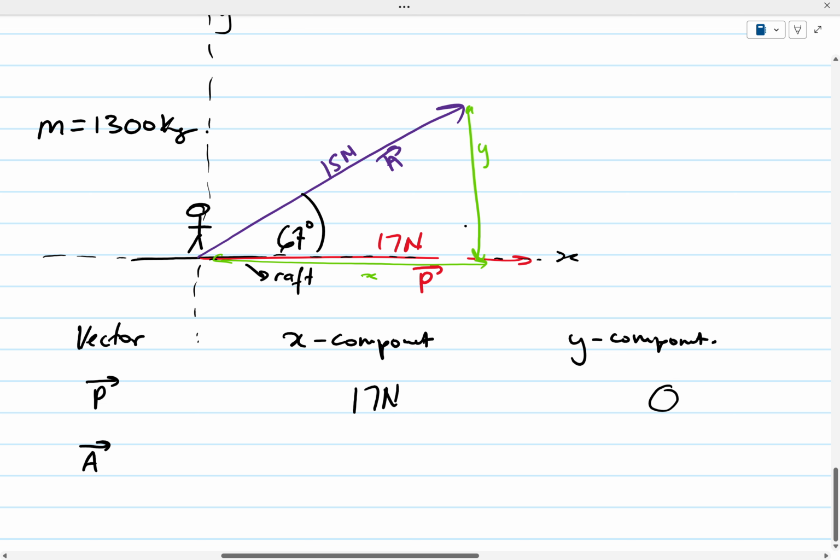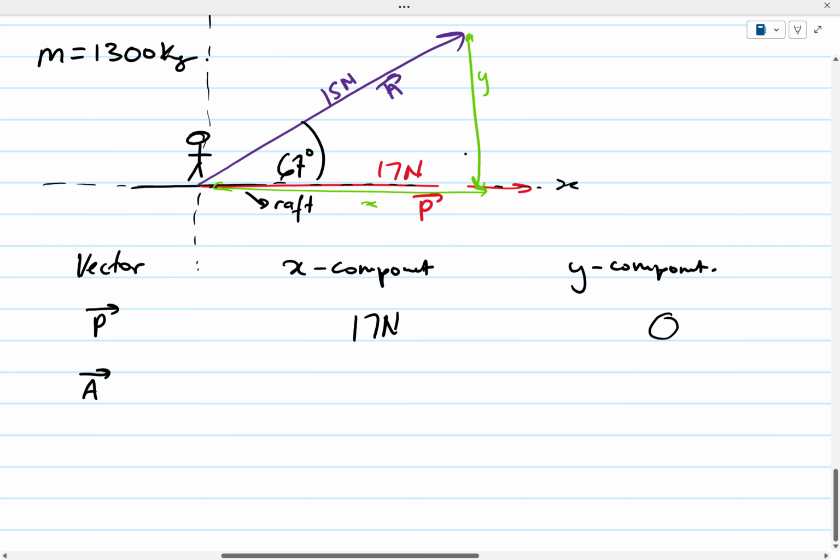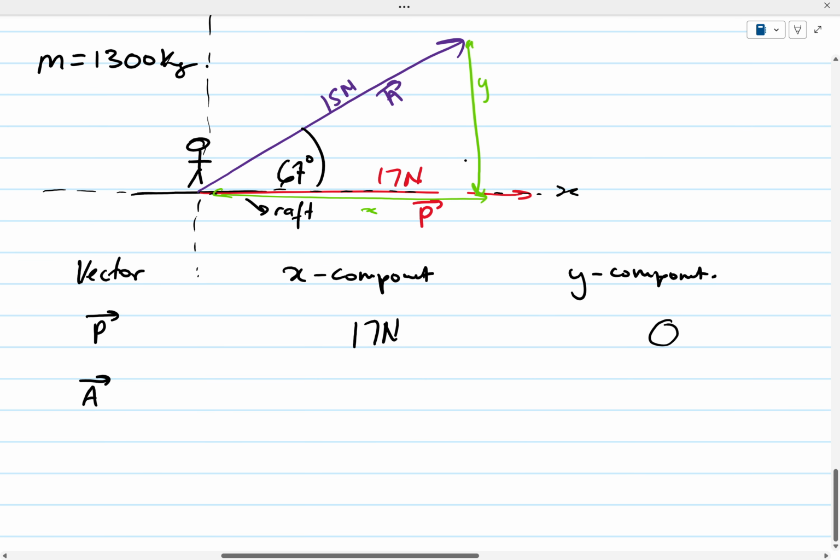The x here would be what side of the triangle? We're looking at the purple vector, 15 N. We're looking at A. What side of the triangle is the x component of A? Is it the hypotenuse, the adjacent, or the opposite? The adjacent, lovely. And then we know that is a cos function that we need to use.